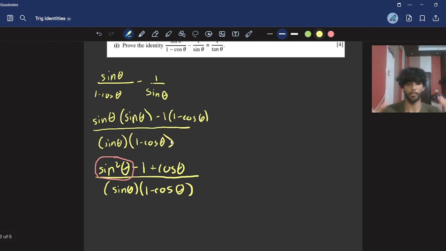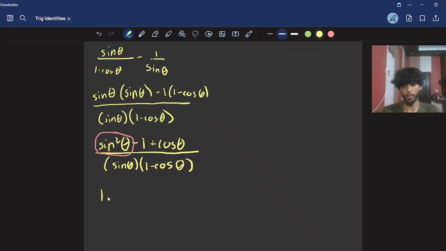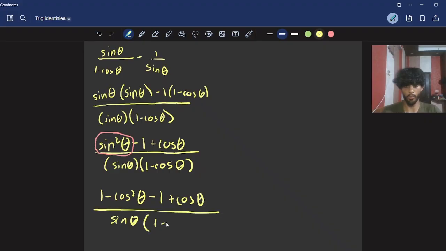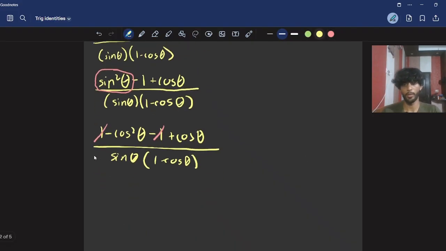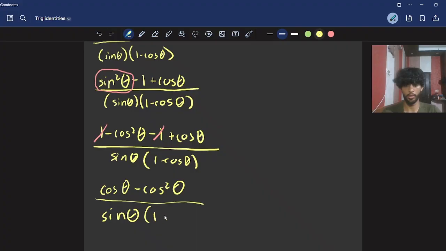Simplifying, the first thing was combine it into a single fraction. I understood that from judging the question, that I have to get one single fraction. So I knew the first step, did the second step, I'm simplifying it, and it's going to work out. So sine squared theta is going to be 1 minus cosine squared theta, minus 1 plus cosine theta over sine theta times 1 minus cosine theta. Now this 1 is going to cancel out that 1, and so we will essentially be left with cosine theta minus cosine squared theta over sine theta 1 minus cosine theta.